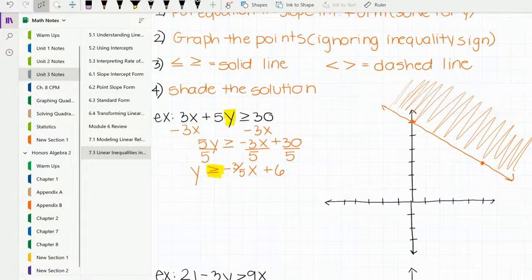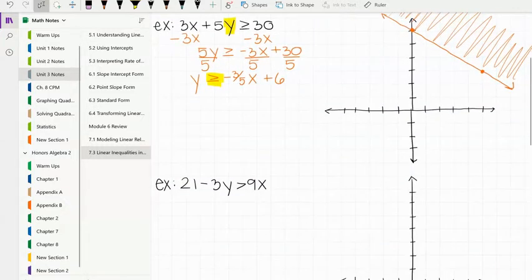Okay, we're going to go ahead and try another example. For this one, we have 21 minus 3y is greater than 9x. So the first thing that we want to do, like last time, is put this in slope-intercept form. So we want to try and solve for y. We're going to go ahead and subtract 21. So we get negative 3y is greater than 9x minus 21.